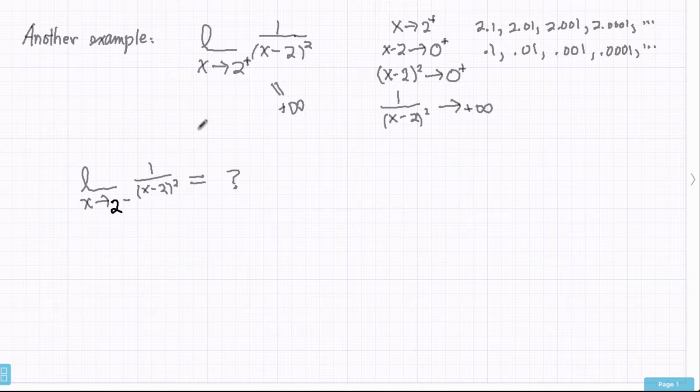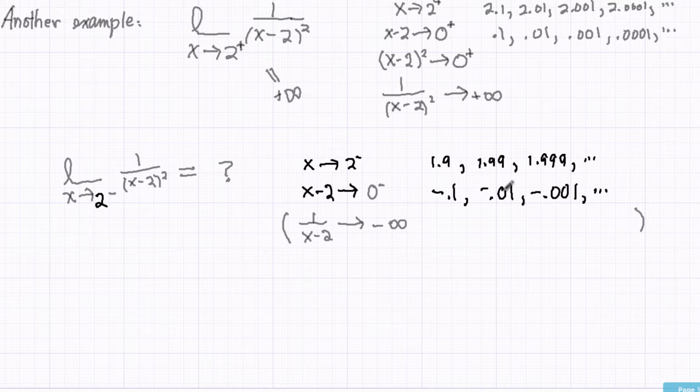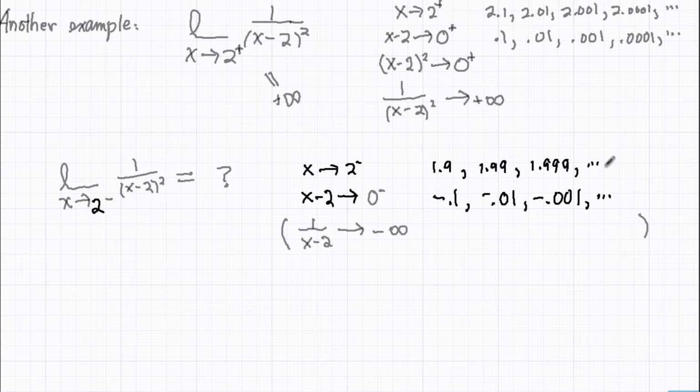Now let's look at what happens if we take the limit as x approaches 2 from the negative side, from the left. Here's an example of an x list going to 2 from the negative side. Notice that if you look at the x minus 2 list built from it, it should be approaching 0 from the negative side. As a consequence, we might notice in passing that the 1 over x minus 2 list should be going to minus infinity.